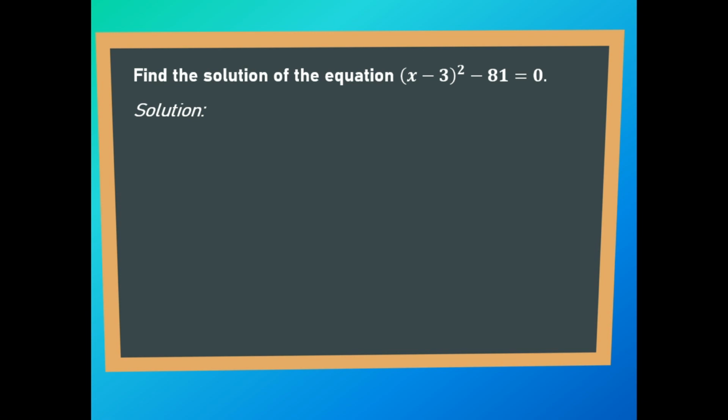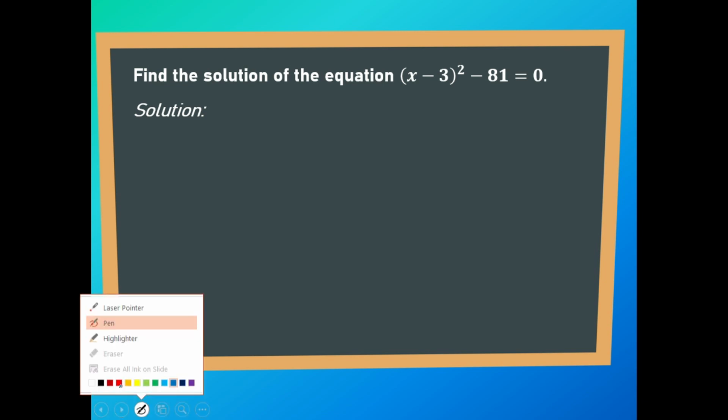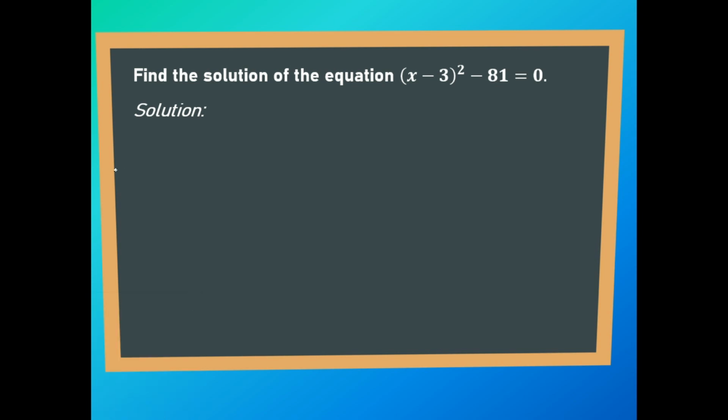Papalitan ko na muna ito ng color. Okay, let's have white. Okay. So, solution nito. So, we have here x minus 3 squared minus 81 equals 0. So, yung minus 81, transfer muna natin to the right. So, let's add 81 to both sides of the equation. Plus 81 plus 81. So, para makancel ito. So, magiging x minus 3 squared equals 81.